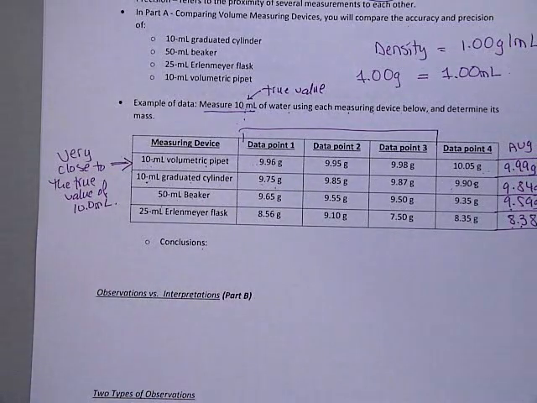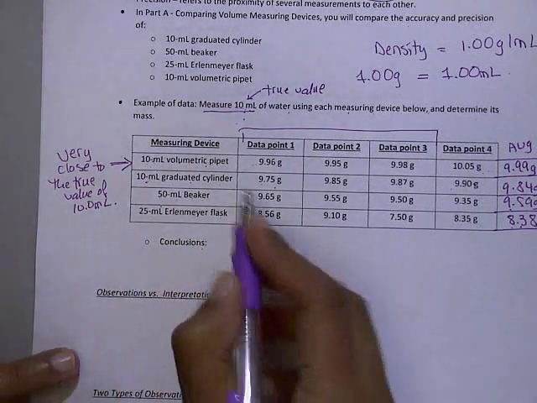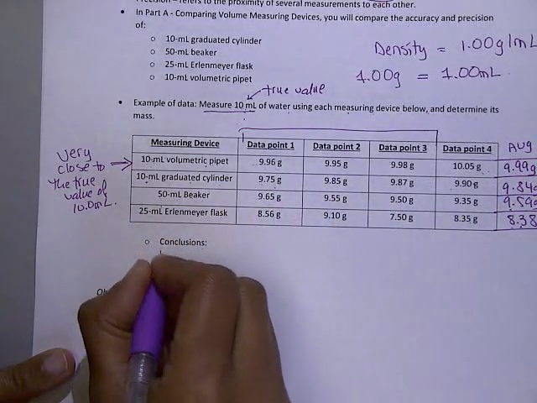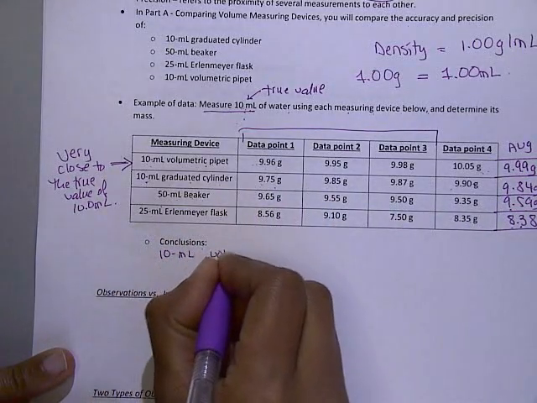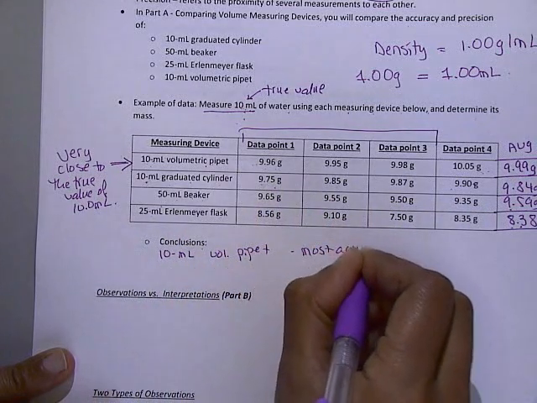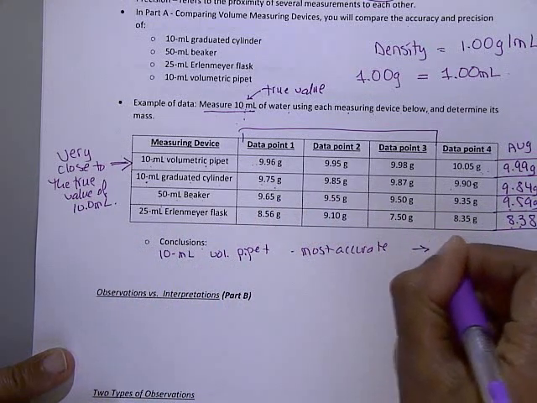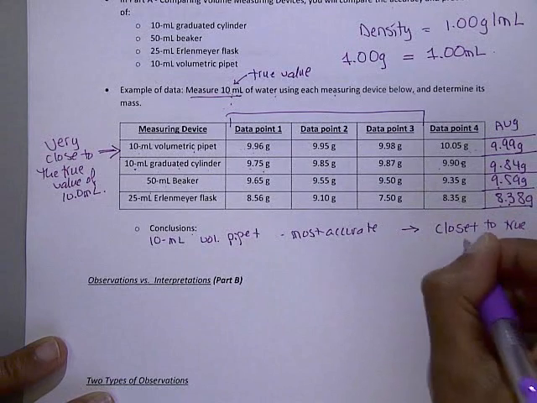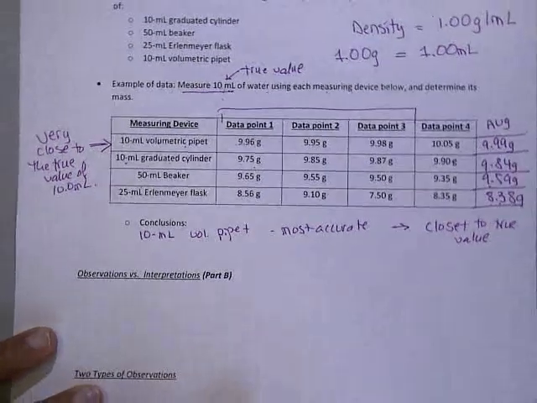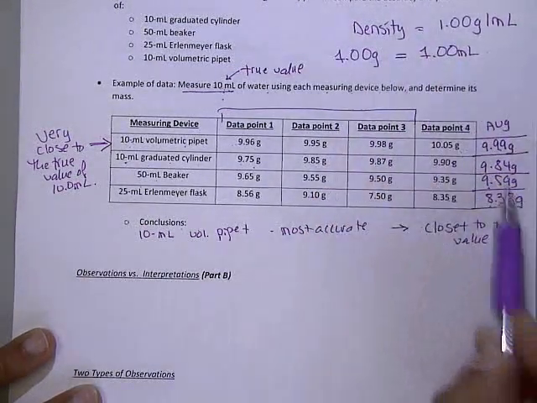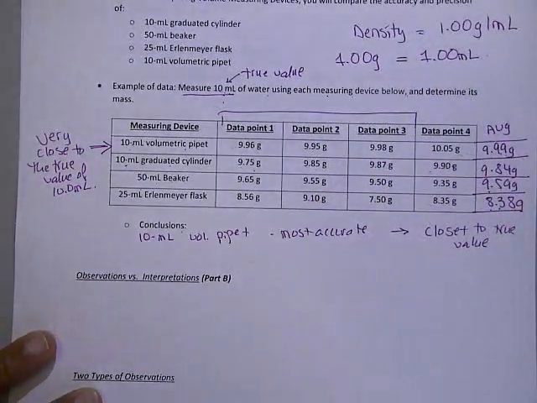You want to tell me which device is most accurate and which is the least accurate and precise. So to me, based on the data set here, these individual data points, and based on the true value, it looks like the 10 milliliter volumetric pipette is most accurate, and the reason I concluded this is because it's the closest to the true value, and the true value was 10 milliliters. Here I have 9.99 grams, and because of the density of water, 9.99 grams is in fact 9.99 milliliters.